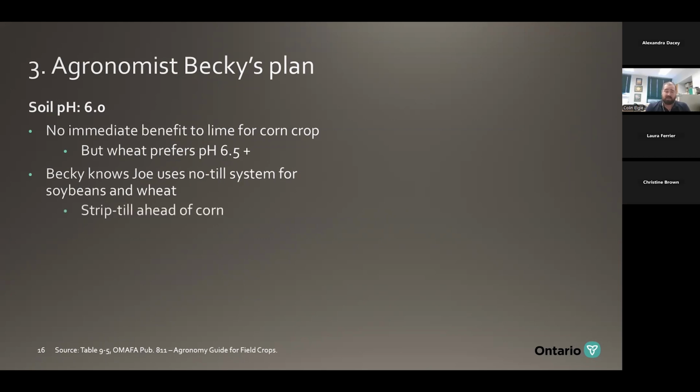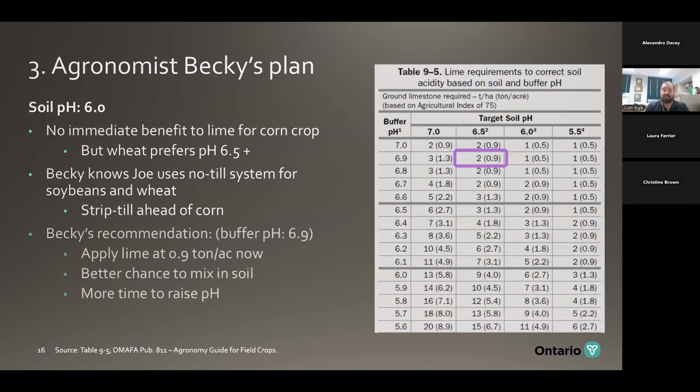And so strip tilling ahead of corn means that there's a chance that he could get that lime applied now and be able to get a bit better chance of mixing in that soil. So whether or not he's strip tilling, it also gives more time for that pH to rise. If you've had experience with lime on your own farm, you'll notice that it's not something that is often immediately available. It does take time to mix in the soil, to disperse, to get to work.